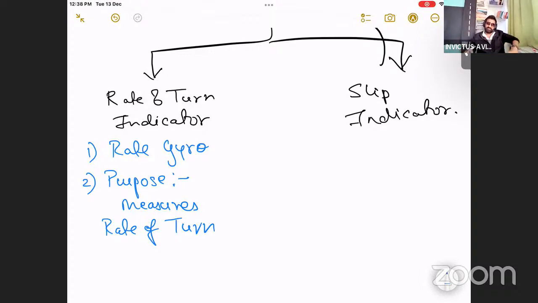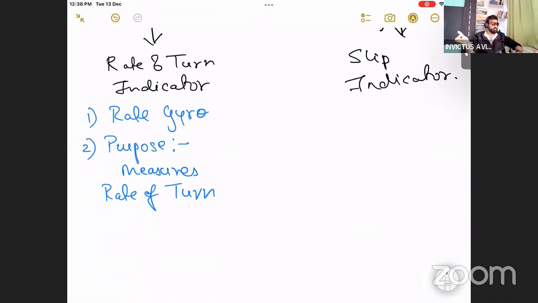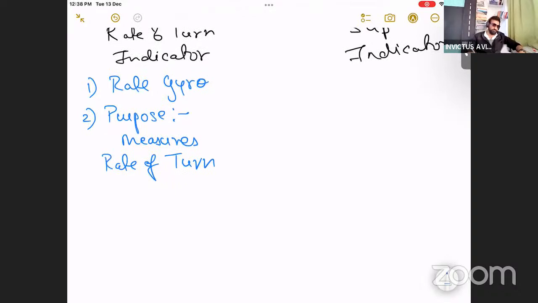The rate of turn indicator, now we are not including the word slip. The purpose is the rate of turn indicator measures rate of turn, this much we know, but about what? Horizontal axis, vertical axis, lateral axis. This is where you get confused in the exams. The correct answer is measures rate of turn about vertical axis. Read it thrice so that you don't get confused in the exams. Simple.